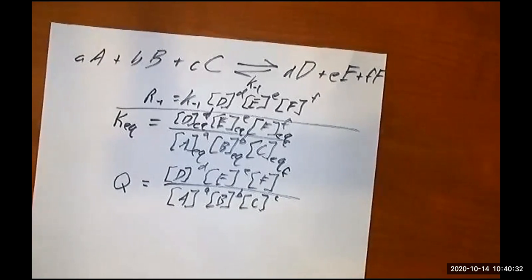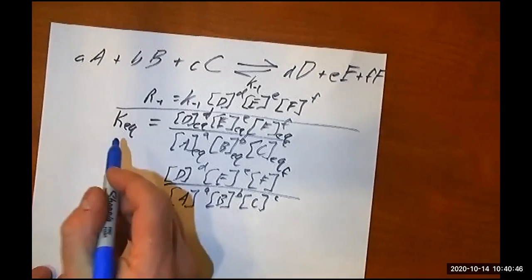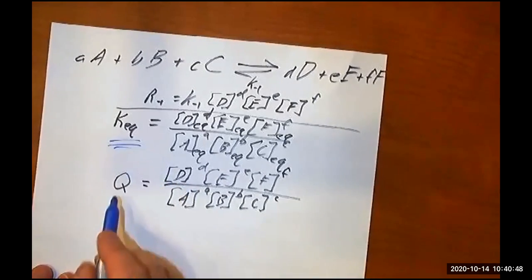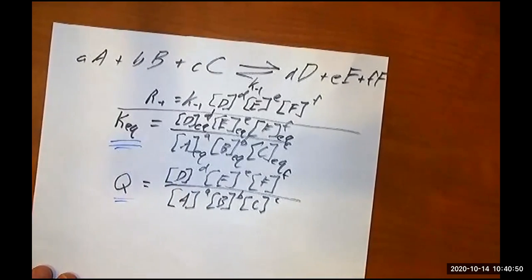So you can have the system not be at equilibrium yet, and Q is the same ratio of the concentrations that you would have in the same format as you would have for the equilibrium constant. It's just that K is actually a constant, and Q is whatever your conditions are.